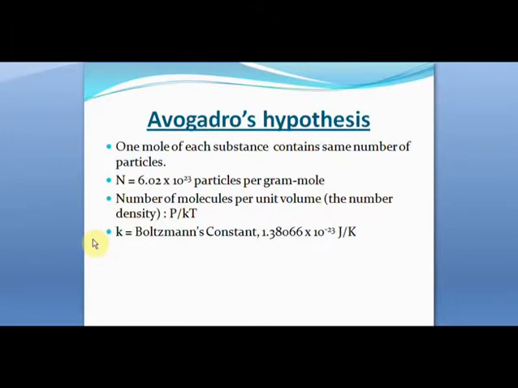Now let's find out what is the number of molecules per unit volume for an ideal gas. This number is equal to P by KT, where K is Boltzmann constant and its value is equal to 1.38 into 10 to the power minus 23 joule by Kelvin.